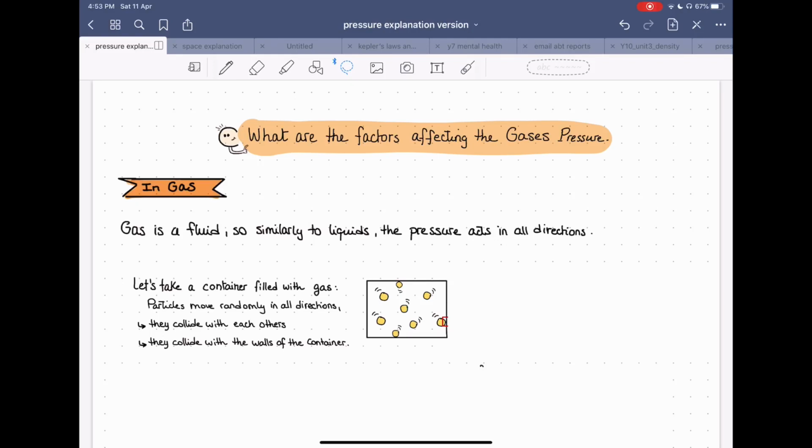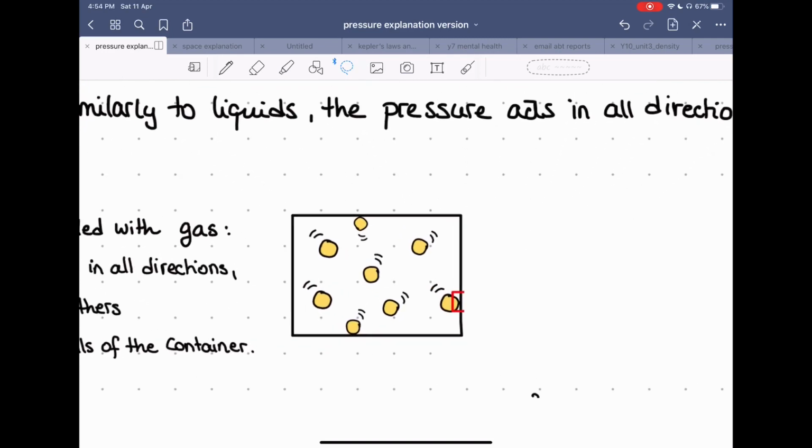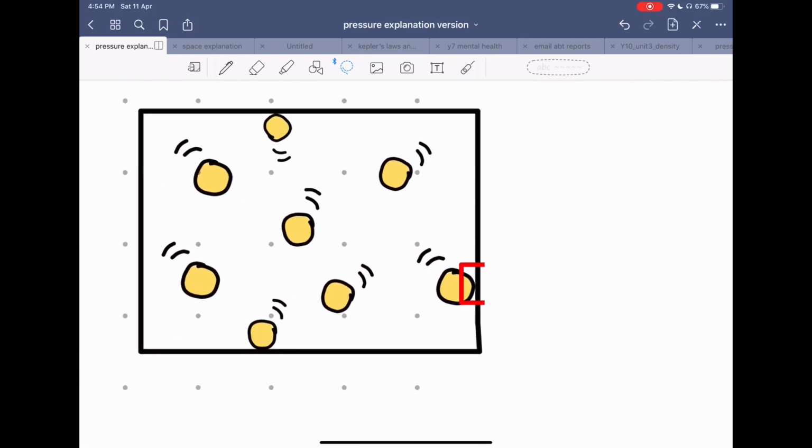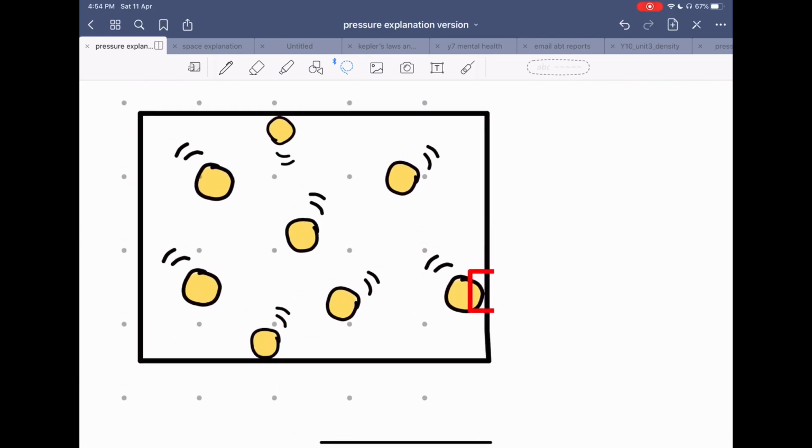Okay, now we will see the factors affecting the pressure in gases. A gas is a fluid, so similarly to liquids, the pressure should act in all directions as the particles are not tightly packed. In fact, they have a very weak bonding. Okay, I will take this container as an example, and this container is filled with gas particles.